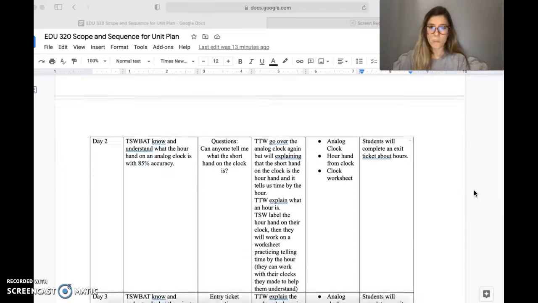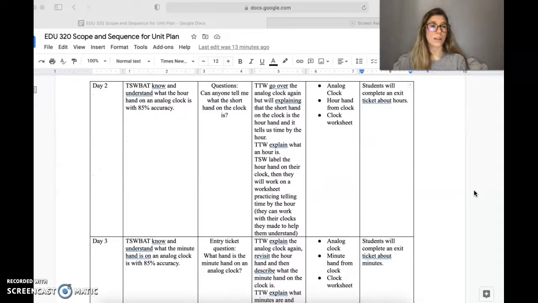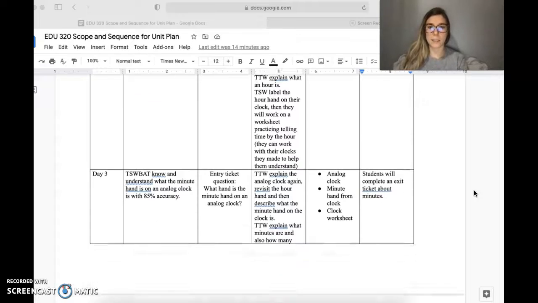Day 2, they're learning about the hour hand on the clock, and a good strategy that I learned in school is that the word hour is short, so the hand on the hour clock is short. And I will teach them about the hour hand on the clock and go over what that is, and then they will label their hand on their clock, and then they will practice telling time by the hour. And then they will just complete an exit ticket at the end.